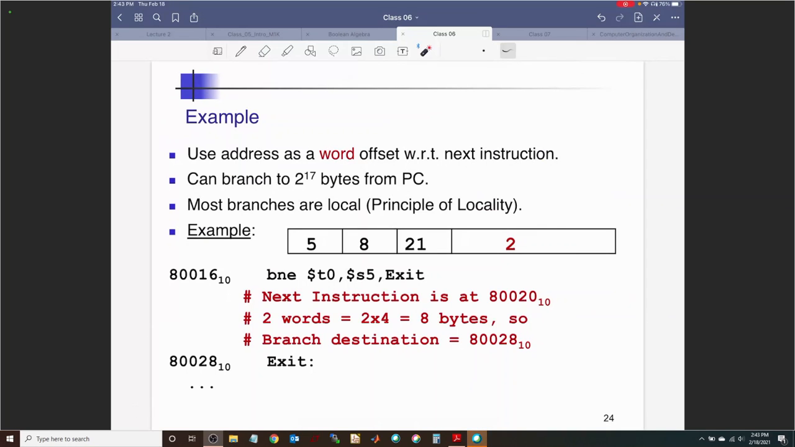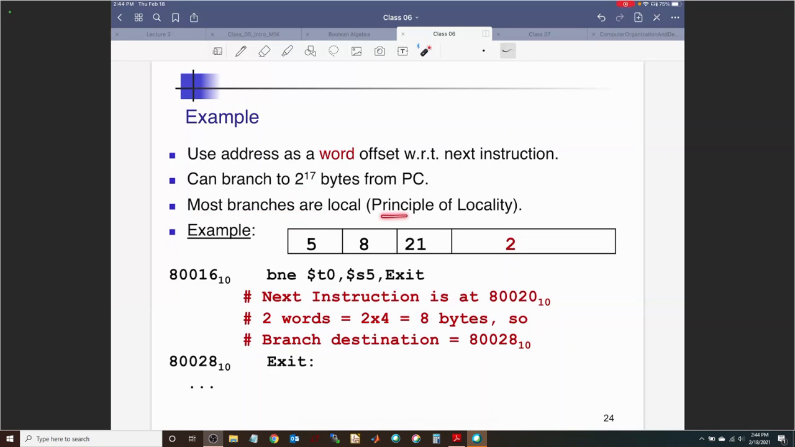All right, let's come back here. Okay, so if you have a word offset that you can provide using a signed 16-bit field, that gives me the range of negative 2 raised to 15 to positive 2 raised to 15 minus 1. But because each word is 4 bytes, I can use this PC relative addressing scheme to branch to 2 raised to 17 bytes up or down relative to the program counter. And most branches are actually local, which is why this works very well, right?